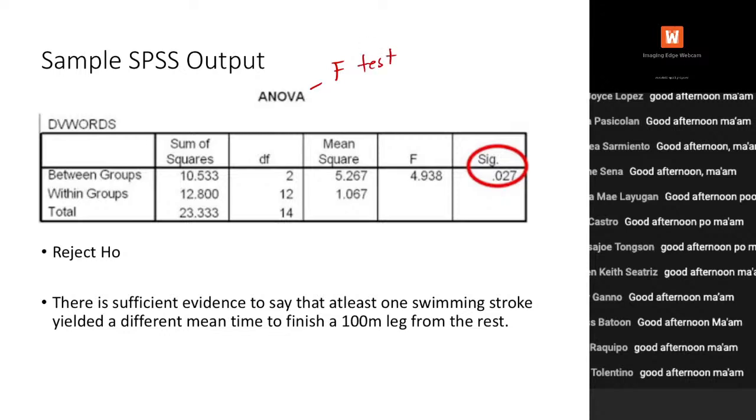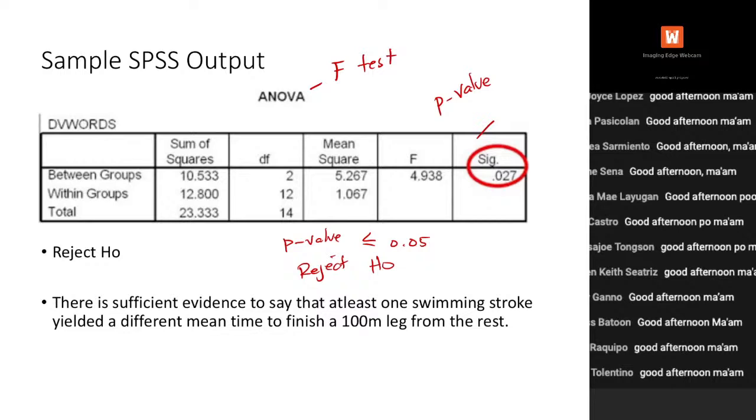So, sa F-test, this is the SPSS output. Again, look into the column for SIG. This gives the p-value. Again, our p-value must be less than or equal to 0.05 to reject HO. Okay, this is very small, relatively small compared to 0.05, therefore we reject HO. So our decision is reject HO. Conclusion, there is sufficient evidence to say that at least one swimming stroke yielded a different mean time to finish the 100 meter leg from the rest.